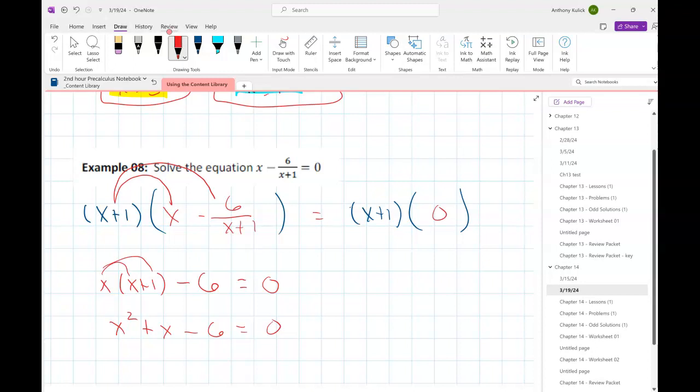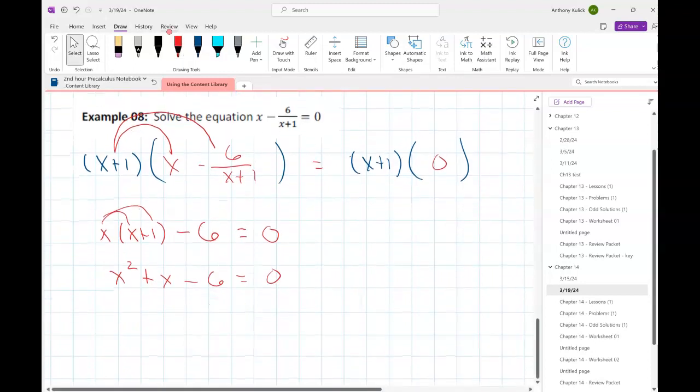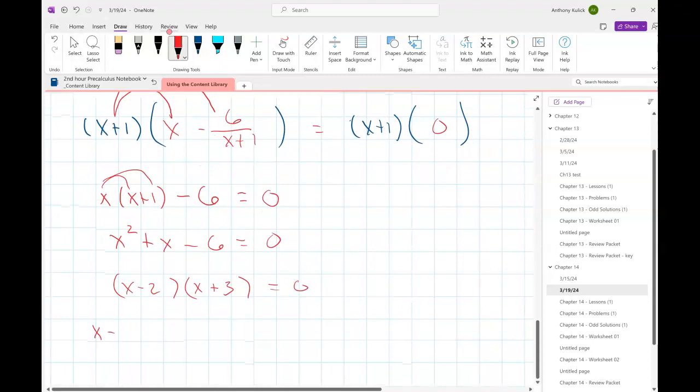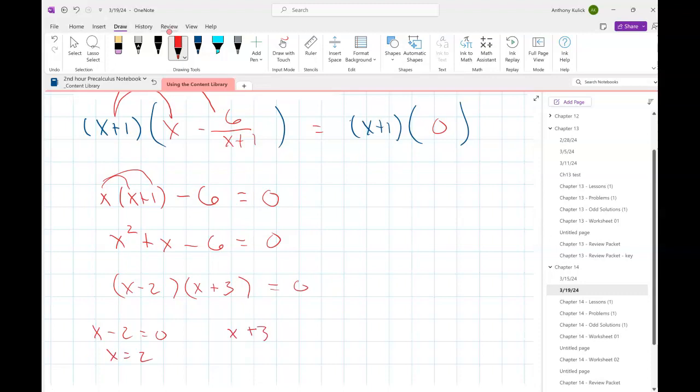So I could either factor this or use the quadratic formula if I can't figure out the factoring, or it just looks like that's going to be hard for me to factor. So how does this one factor? Negative 2 and positive 3. So when I set these equal to 0, I get 2 and then negative 3.